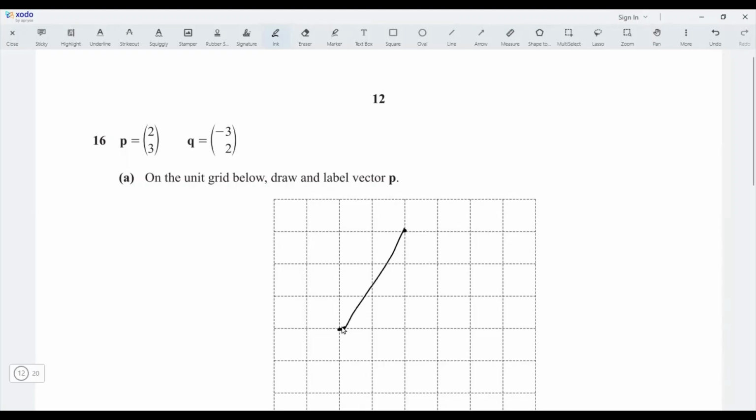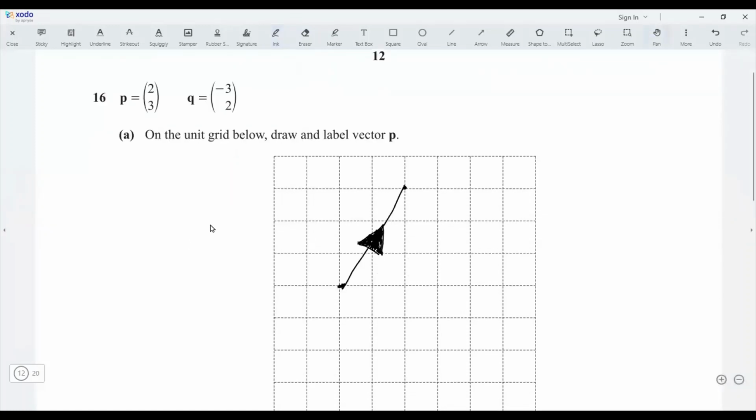Once we have joined these 2 points, it is basically representing that we have started from this point and ended at this point. So the head must be towards the end and the tail must be towards the starting point. So this is actually the representation of vector P on this grid. Means we have shifted that column vector into a vector that is represented by a line with an arrow on the grid. So what about the next part?